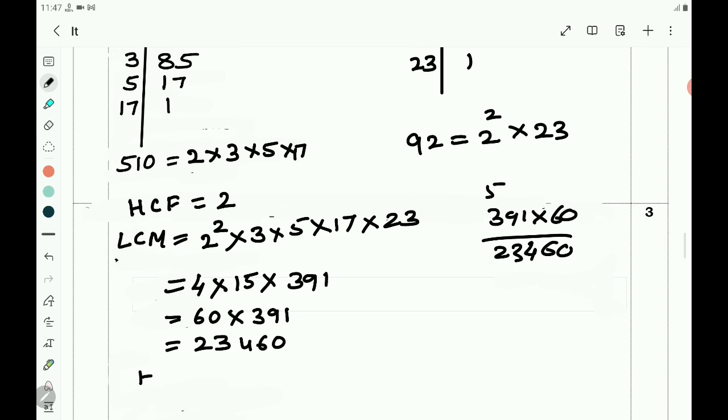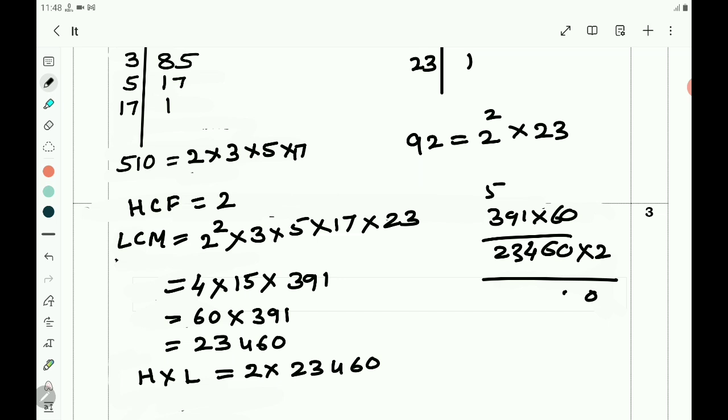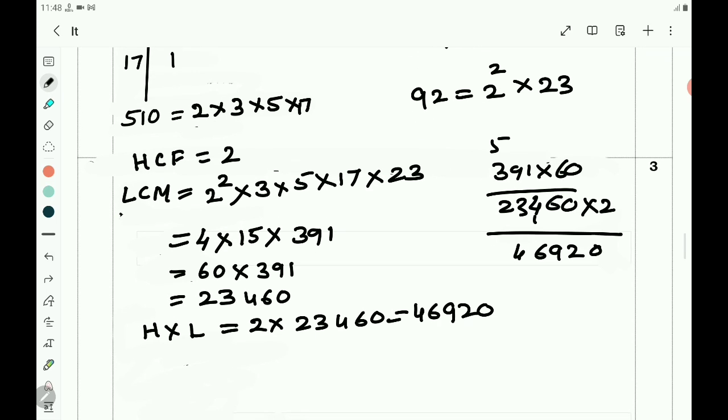Then find HCF into LCM, means H into L equals 2 into 23,460. You do it into 2, that becomes 0, 6 2s are 12, carry 1, 2 4s are 8 plus 1 is 9, and 2 3s are 6, 2 2s are 4. You got it? 46,920. Then find the product of 510 and 92. That is A into B. A is 510 and B is 92.